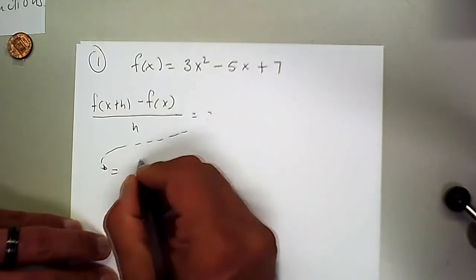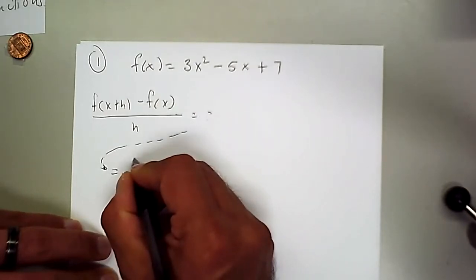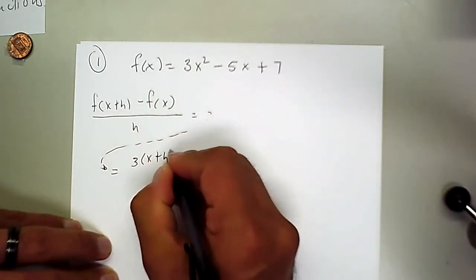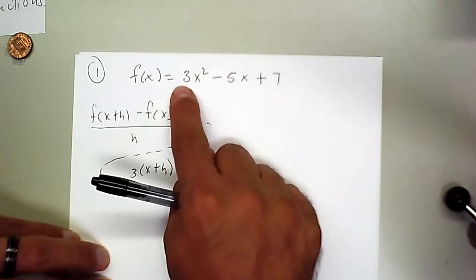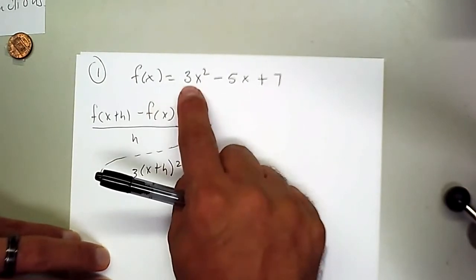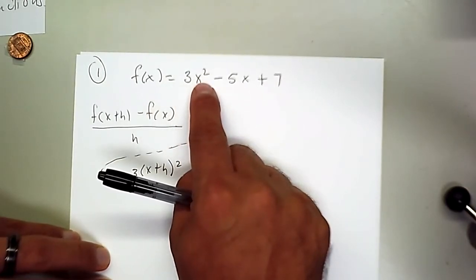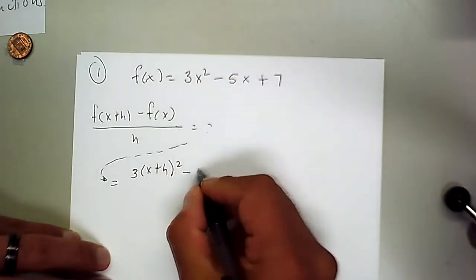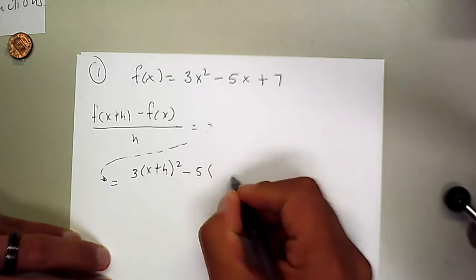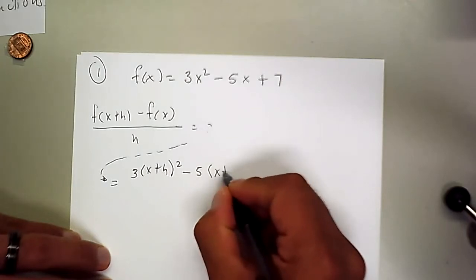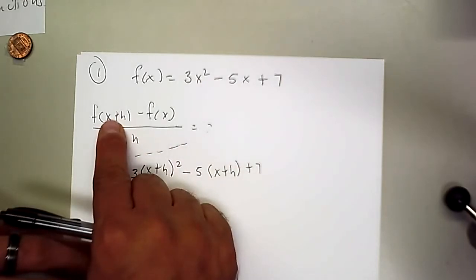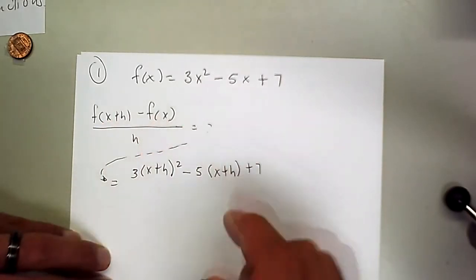Okay, so we're going to have a big fraction. On the numerator, we're going to have x plus h quantity squared, because remember what f does. F tells us to square the input, multiply by 3. So we're squaring, multiplying by 3. Take away 5 times the input, add 7. Okay, that's just this part. Then we have to subtract f of x.